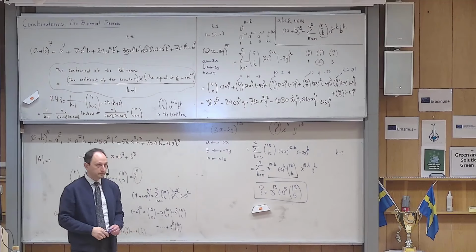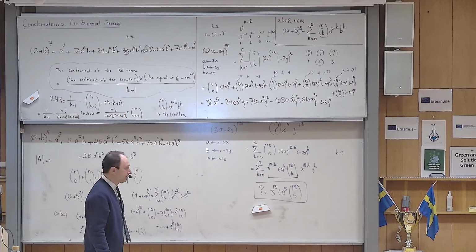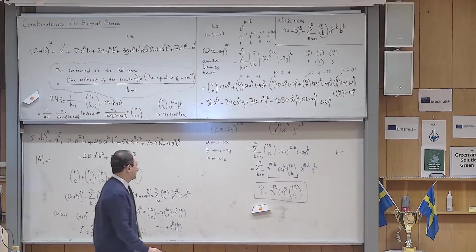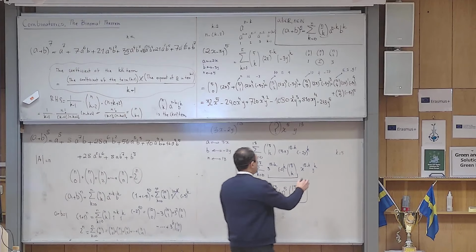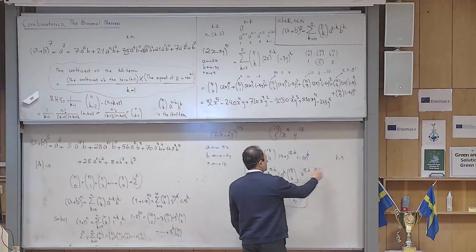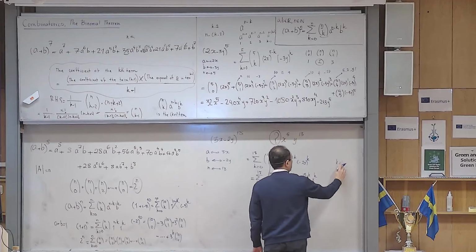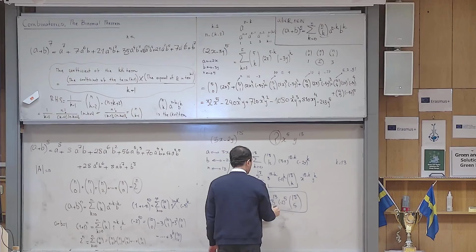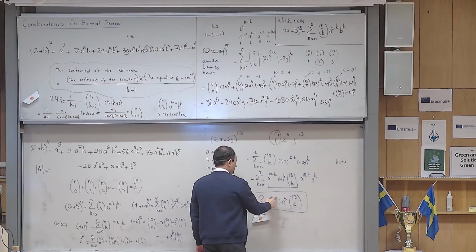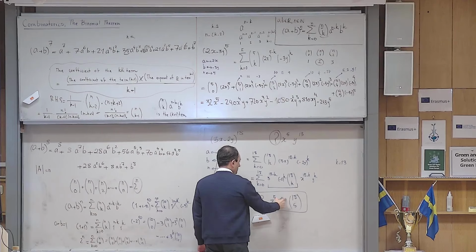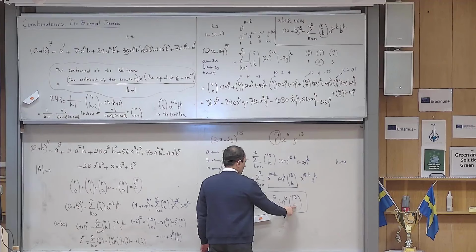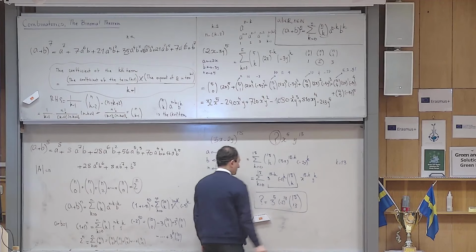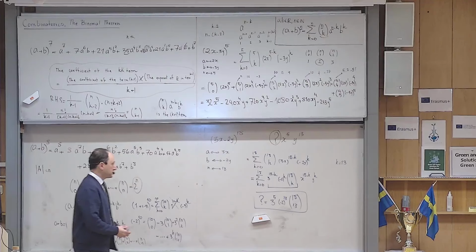Yes. Pardon? Oh, okay, thank you. Yes, k should be 13 because I compared them. So thank you. So k is 13. So this becomes 5. This becomes what? 13. And this also becomes 13. Thank you. And that was very simple.